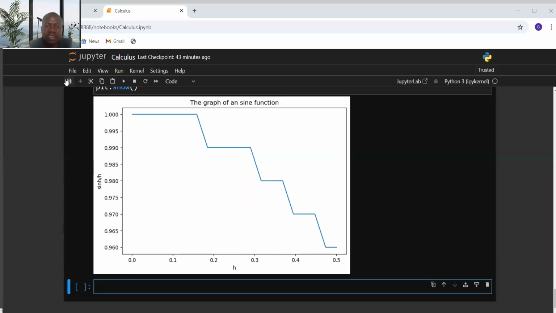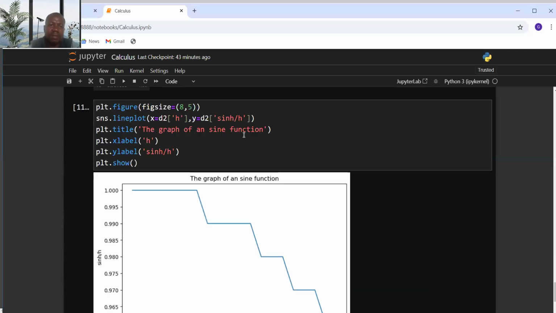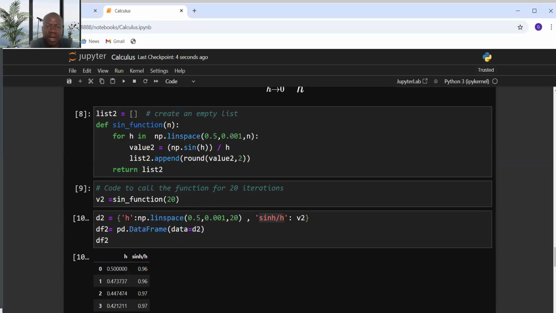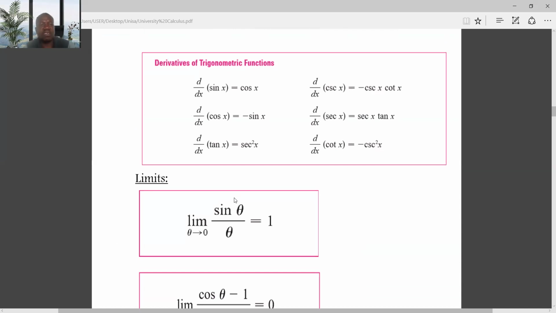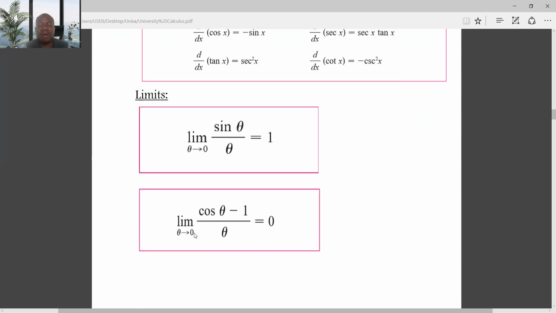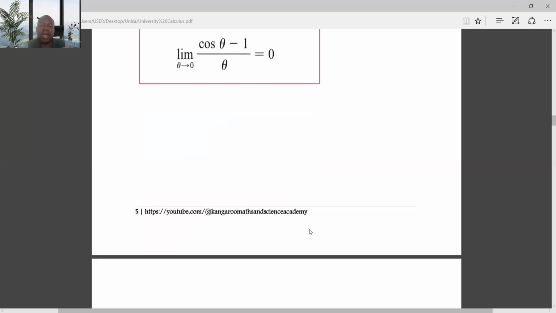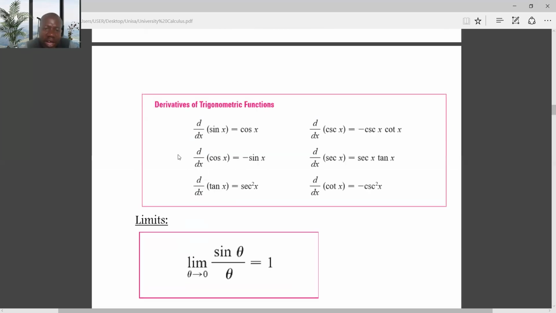Okay, let me just save this Python program. All right, let's now go back to our presentation. Now, the first one, we've seen that the limit when theta approaches 0 of sine theta over theta gives us 1, and that the limit when theta approaches 0 of cos theta minus 1 over theta becomes 0. Now, ladies and gentlemen, we want to prove why they say the derivative of sine theta equals cos theta. Let's prove that.